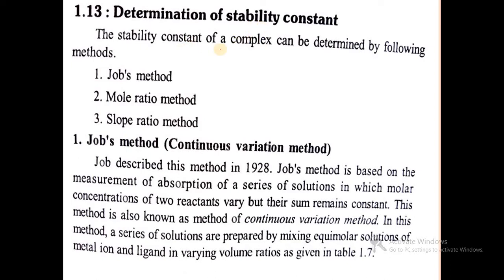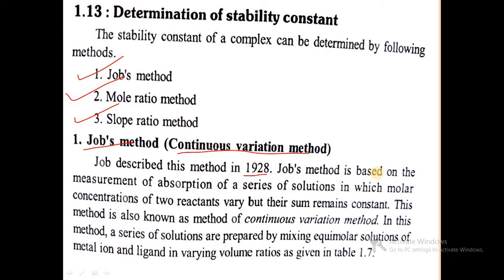So determination of stability constant takes place by three methods: Job's method, mole ratio method and slope ratio method. One of them is Job's method, the continuous variation method. Job described this method in the year 1928. In a multiple choice question they will ask in which year Job's method was discovered, or by which scientist the continuous variation method was discovered.